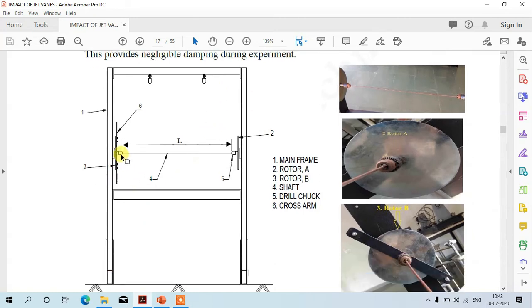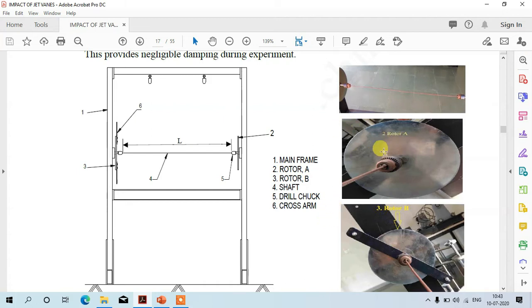This is the apparatus. This big structure is a frame. This is rotor A, and rotor B, which are connected with shafts, and the shaft is passing through bearings. This thing over here is a bearing. And on rotor B we are attaching this cross arm to have a different moment of inertia than rotor A.